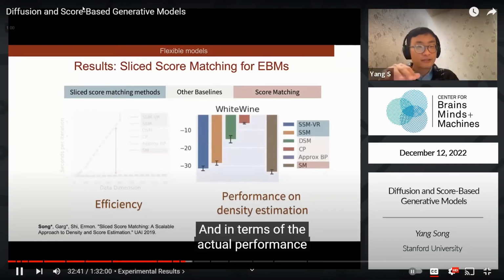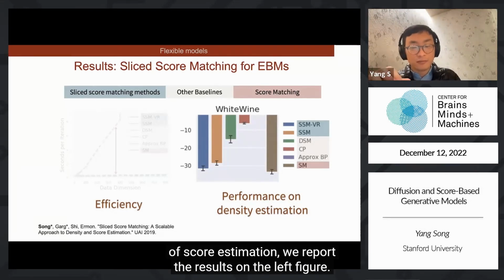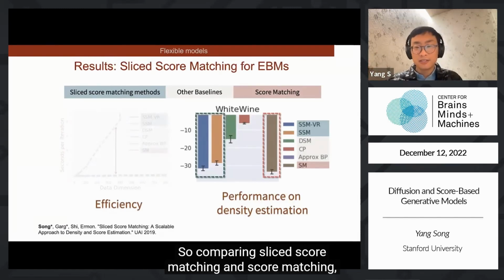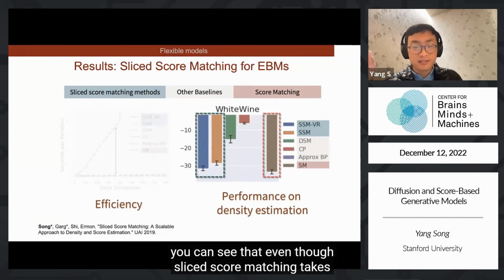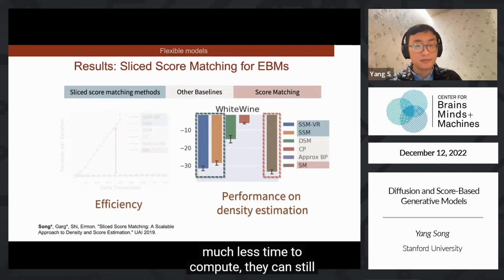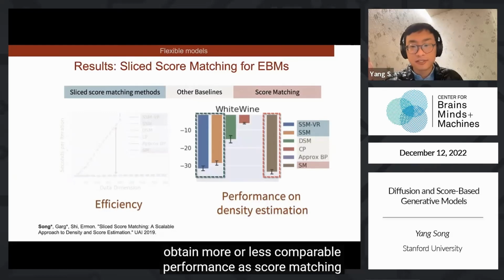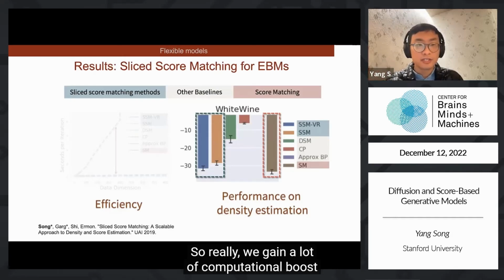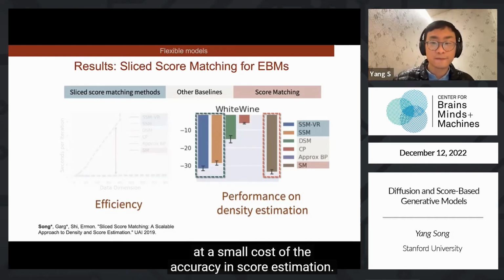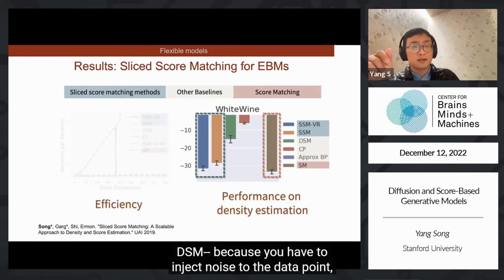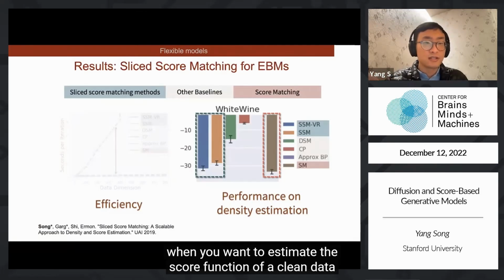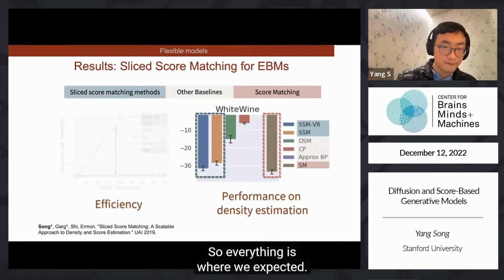In terms of the actual performance of score estimation, we report the results on the left figure. The performance is better when the number is lower. Comparing sliced score matching and score matching, you can see that even though sliced score matching takes much less time to compute, it can still obtain more or less comparable performance as score matching in terms of score estimation. So really, we gain a lot of computational boost at a small cost of accuracy in score estimation. For denoising score matching, DSM, because you have to inject noise to the data point, the performance in score estimation is not as good as sliced score matching. We want to estimate the score function of a clean data point. So everything is well expected.